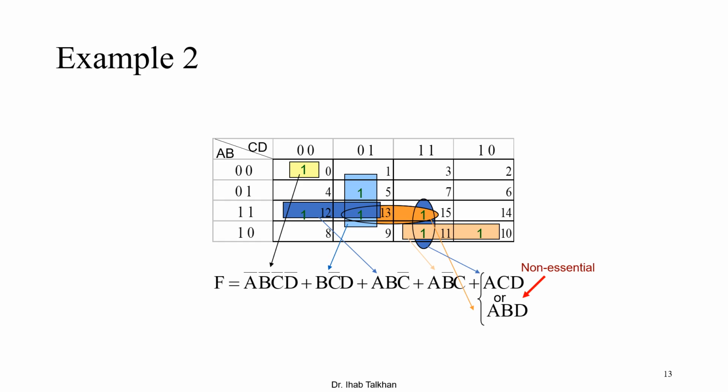So now we have two equations representing the same function. One includes ACD and the other one includes ABD. So we have two solutions for the same function, meaning here we have an alternative solution for F. So this is an example also for the essential and non-essential groups.